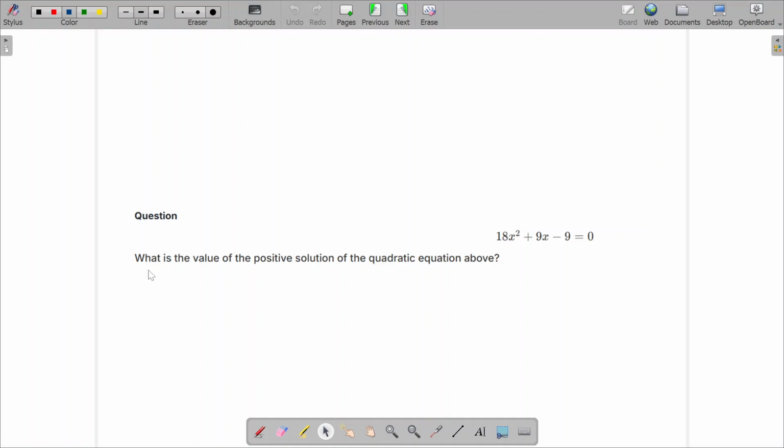What is the value of the positive solution of the quadratic equation given above? So one quadratic equation is given. This is pretty easy, but I have to cover all the questions which are possible and which can be done on Desmos. So no matter whether it's easy or difficult, let's do it. The quadratic equation is already given to you. What you have to do is simply put this on Desmos and you can easily find the solutions. Solutions are basically the x-intercepts.